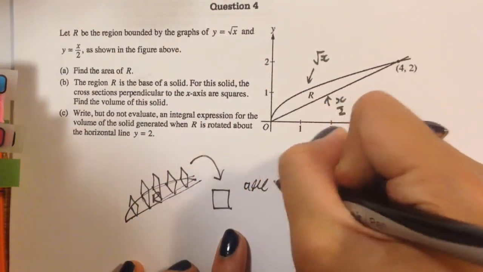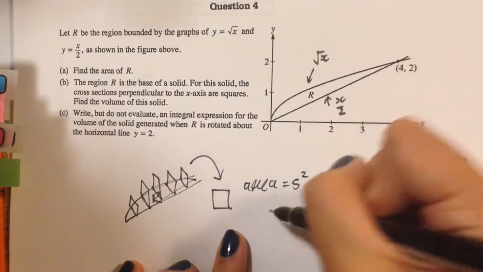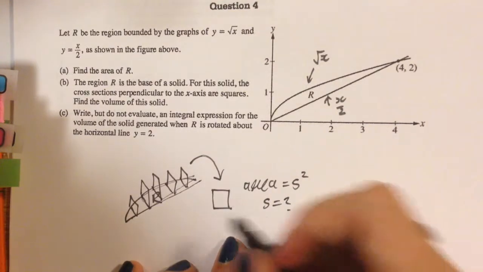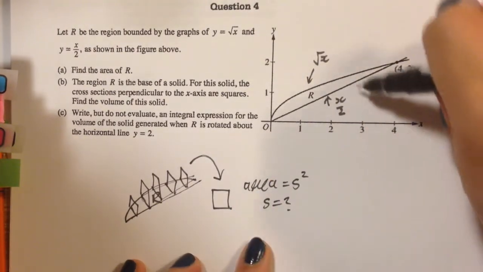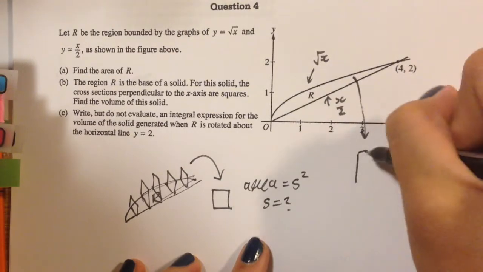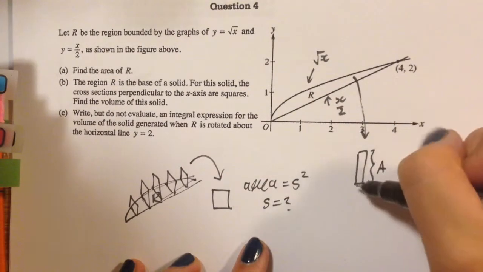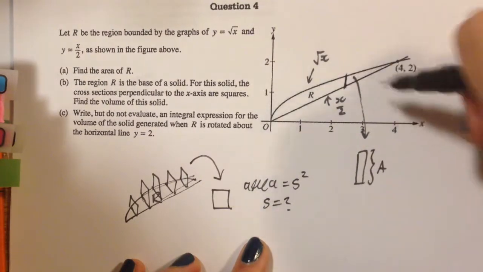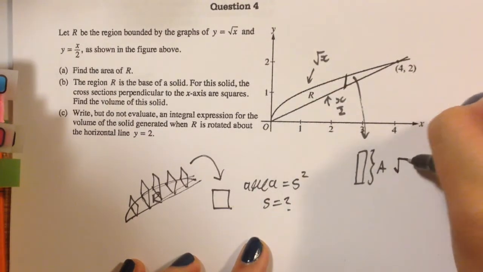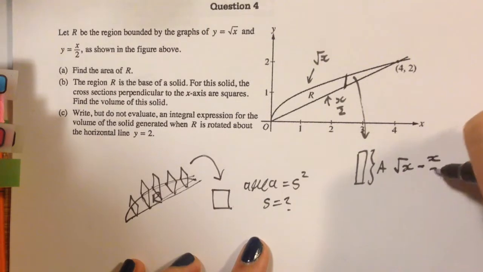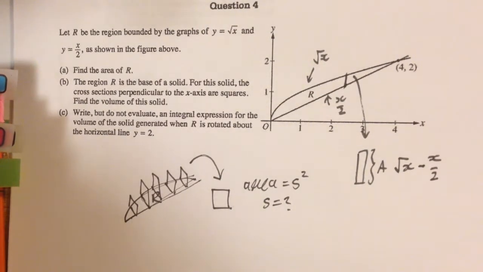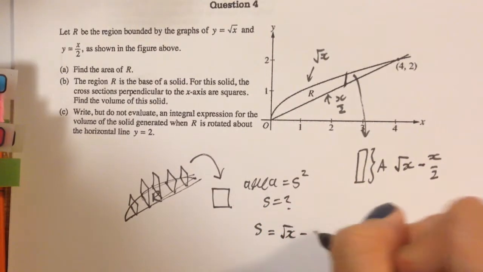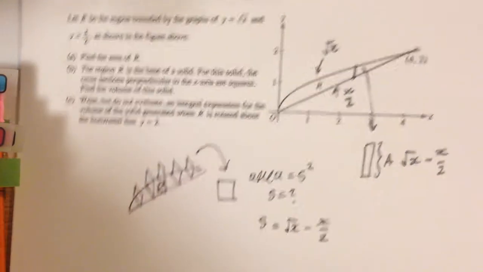To find the area of a square, we need to do the side squared. Our question now is, what is the side? Well, what we did in part A was basically find the side of this rectangle, and we said that the length here, or here in this graph, is basically the square root of x minus x divided by 2. And so we now know that s is the square root of x minus x divided by 2.